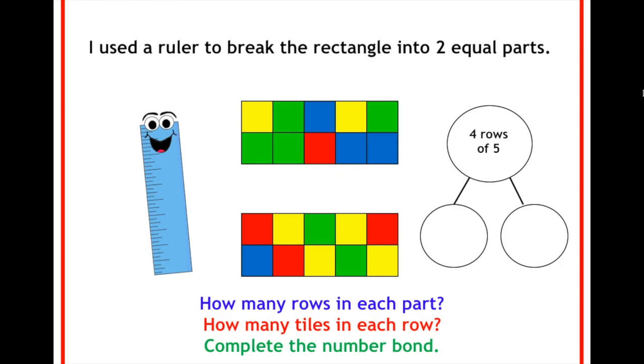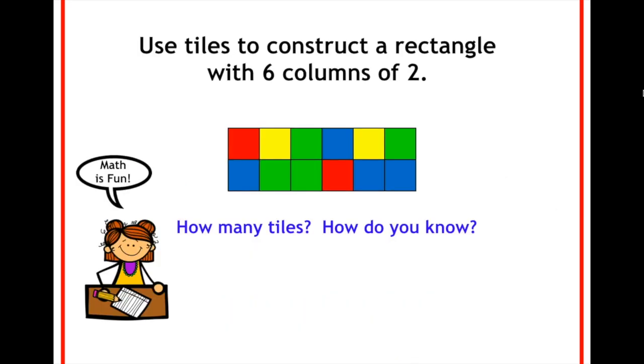Here I used a ruler to break the rectangle into 2 equal parts. Now I can see that I have 2 rows of 5 on one side and 2 rows of 5 on the other. Use tiles to construct a rectangle with 6 columns of 2. How many tiles are there, and how do you know?